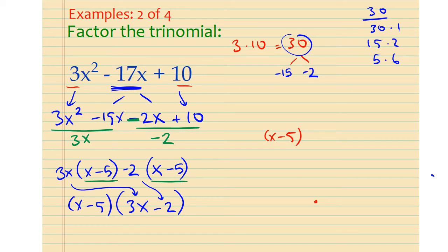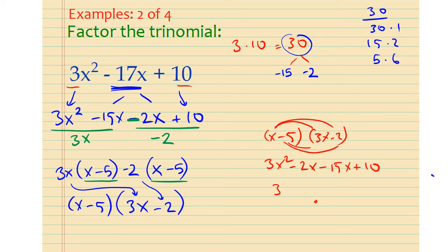Here's my quick check step. x minus 5, 3x minus 2, distribute: 3x squared minus 2x minus 15x plus 10. 3x squared minus 17x plus 10. So this was my check step.